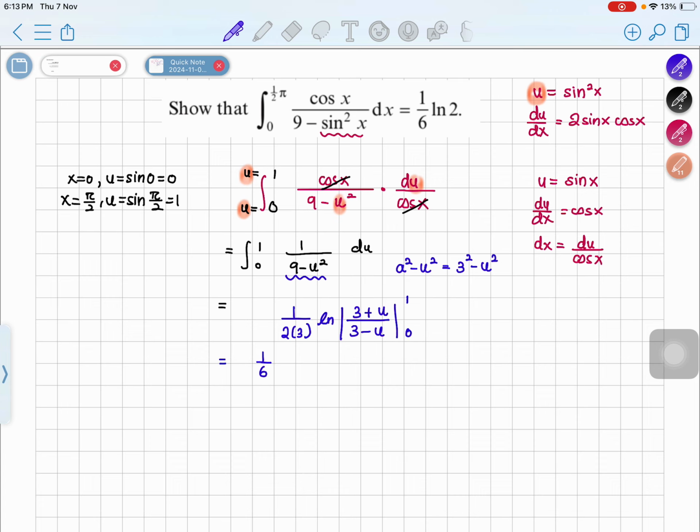Let's check. 1 over 6 ln, I get 4 over 2. And when I put in the 0, it's ln 1 as a whole. Then that's it. The answer is 1 over 6 ln 2. Much easier, but you have to think of the substitution form.